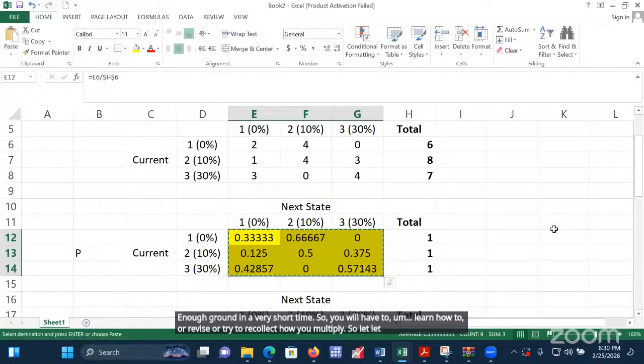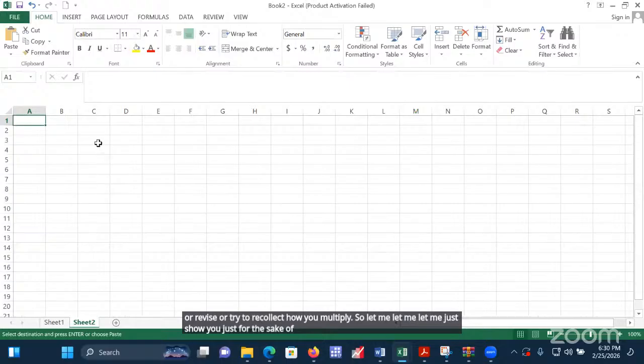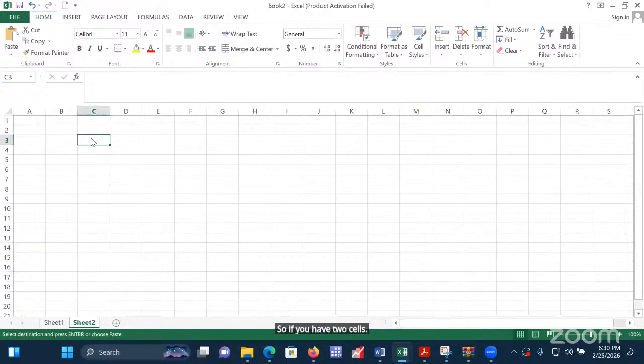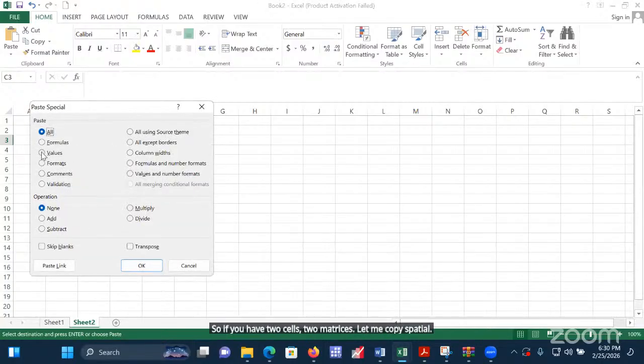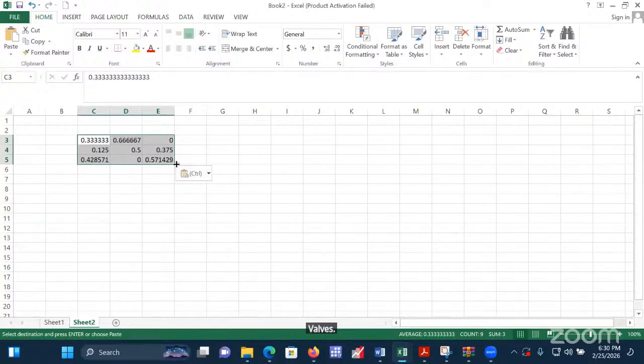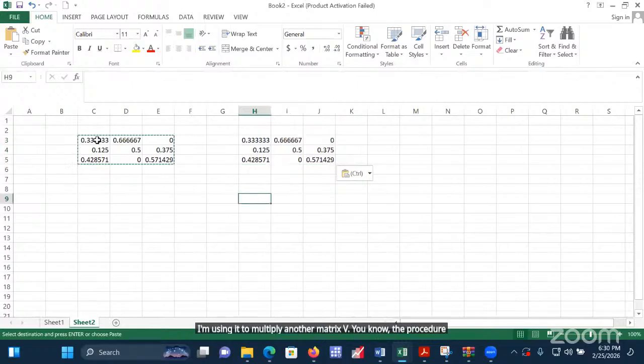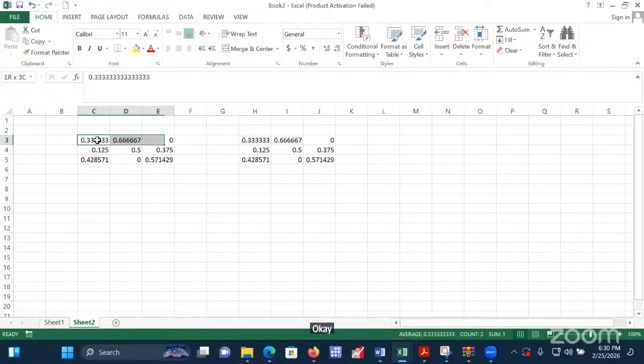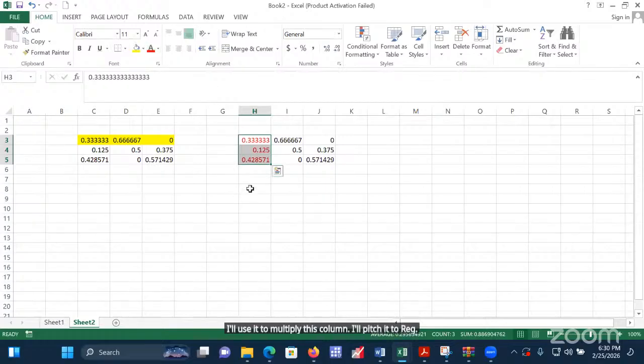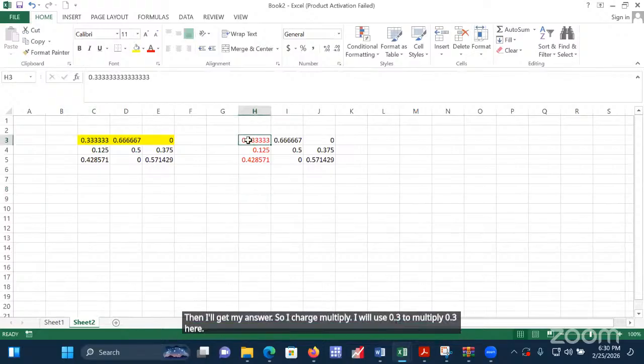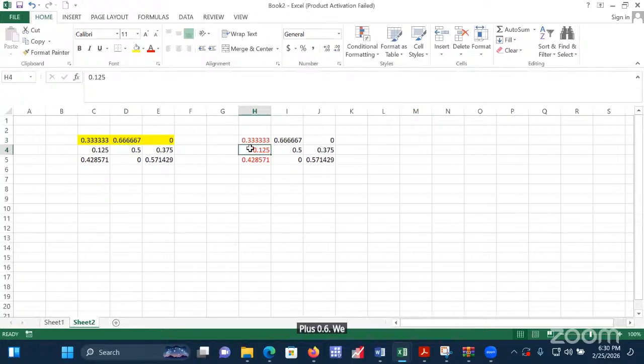So let me just show you, for the sake of showing you. If you have 2 matrices, let me copy special values. This one matrix, I'm using it to multiply another matrix V. The procedure is that I will pick this row, and I'll use it to multiply this column. Let me paint the row yellow and the column red. Then I'll get my answer. So how do I multiply? I will use this 0.3 to multiply 0.3 here, plus 0.6 will multiply 0.125 here, plus 0 here will multiply 0.428.